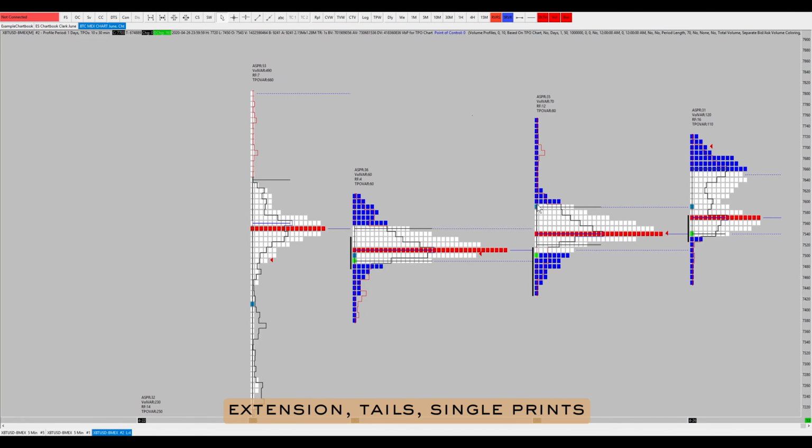We're going to be talking about extension, tails, and single prints. Just to cover that really quickly, a tail is any structure like this that exceeds 2 of these subperiod boxes. So we're looking for tails more often than not at the highs and the lows. We'll refer to things such as poor highs and poor lows, and that's where there is no tail present.